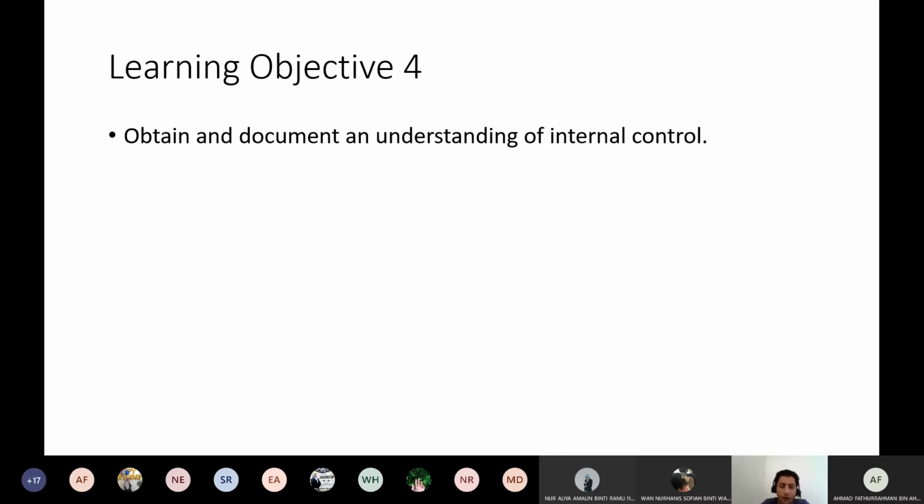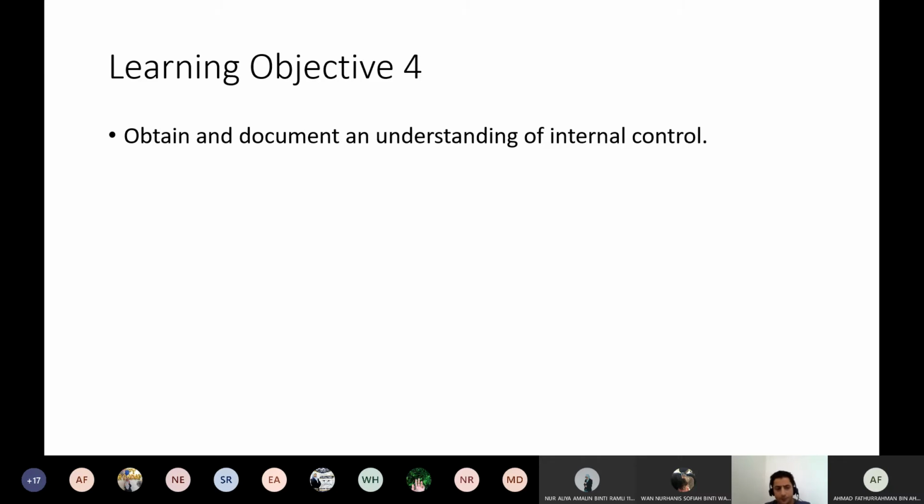Now, for the auditor, remember when we talk about auditor responsibility, from now on, for today's topic, we will discuss the auditor responsibility. Auditor responsibility is to understand those four components that are taking place. So the auditor should obtain understanding, and the next is to test that internal control system. So now learning objective number 4 is about obtaining and documenting an understanding of internal control.